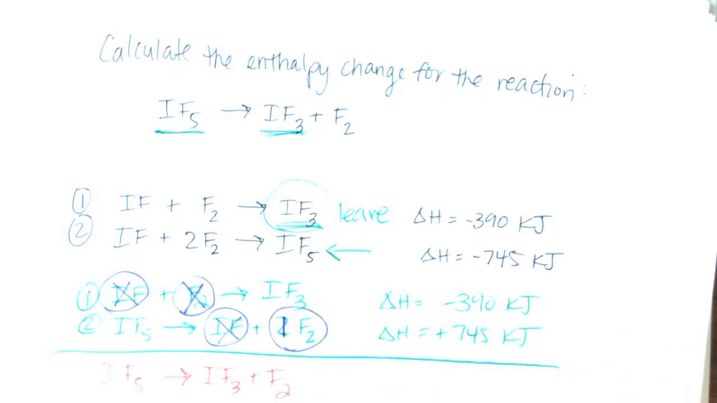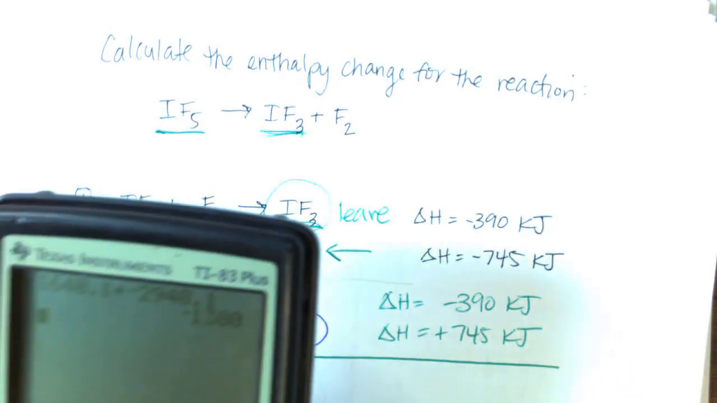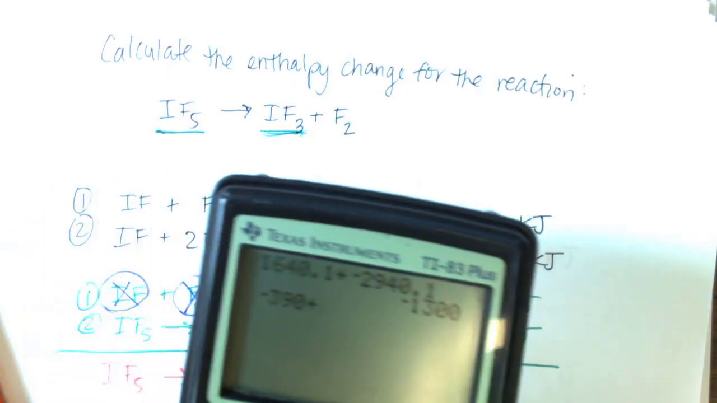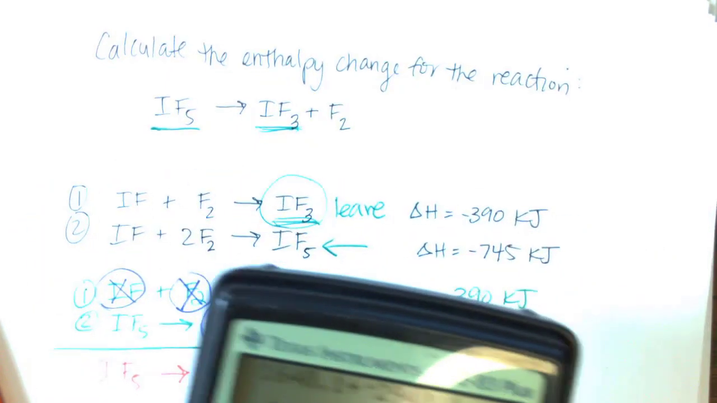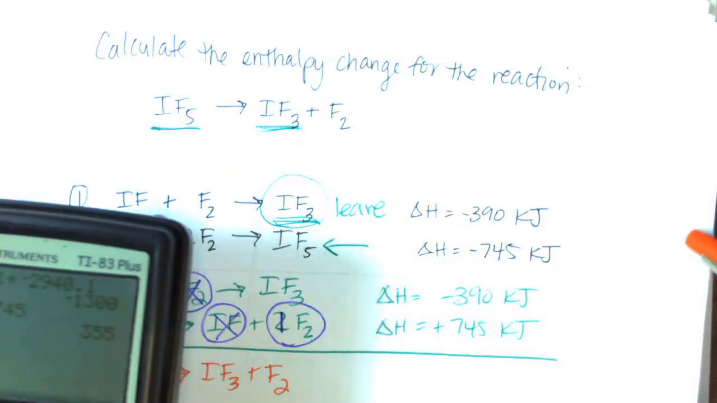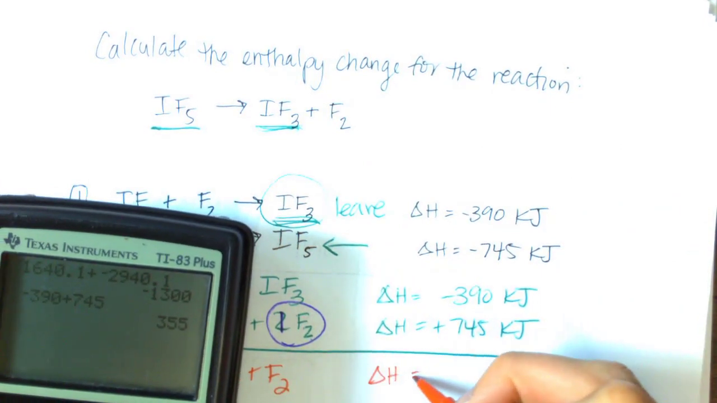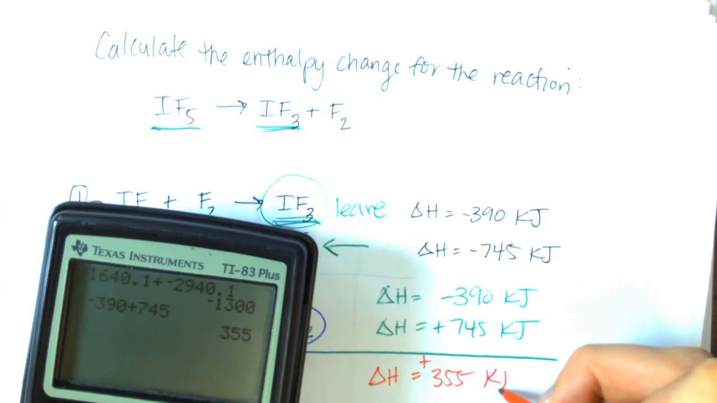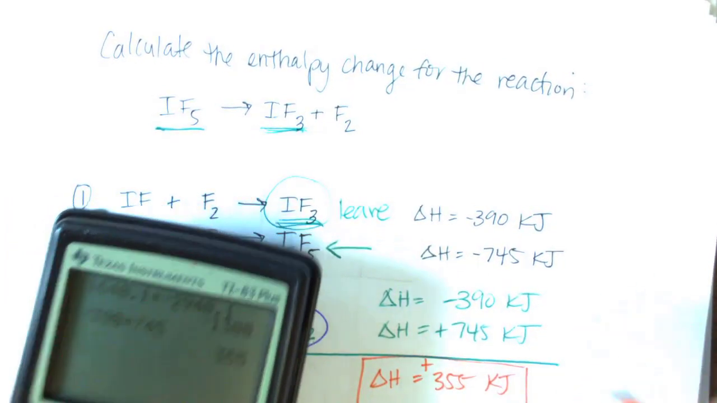Great. So now we just need to add up our delta H's, negative 390 plus 745, for a delta H of 355, a positive value, showing that this overall is an endothermic reaction.